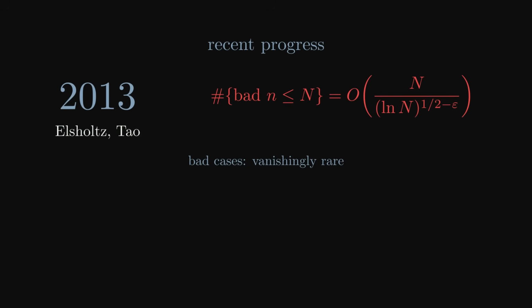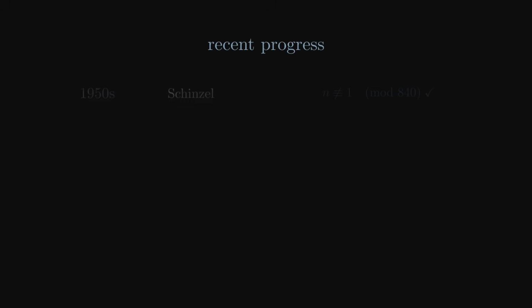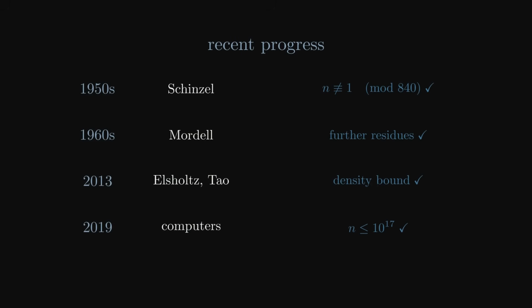Earlier, in the 1950s and 1960s, work by Schinzel, Mordell, and others established the conjecture for many specific residue classes. Schinzel showed the conjecture true for all n that are not 1 modulo 840. Mordell narrowed the open cases further. The computational record keeps moving. In 2019, the bound was pushed past 10 to the 17th. Modern algorithms exploit modular sieves to skip enormous ranges of n at a time.